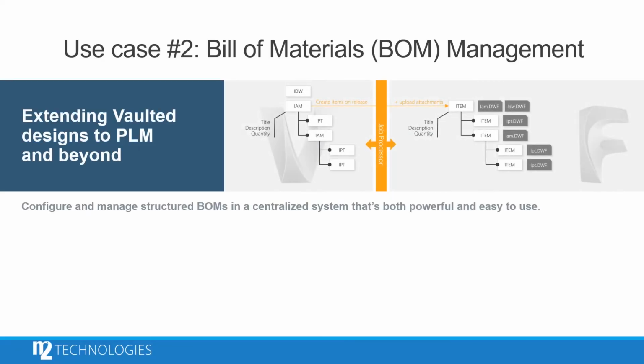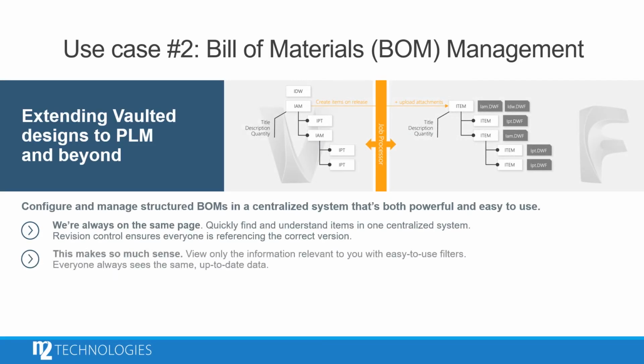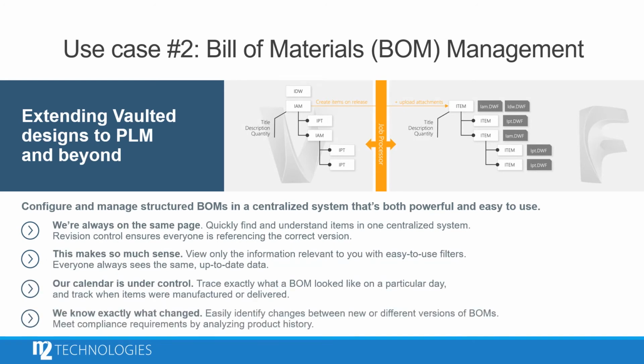The second PLM functionality case is bill of material management. In this case, the importance of access to reliable and accurate product data is demonstrated. Bill of material records of the product development are perhaps the most important deliverable. Excel sheets might get the job done, but they leave this critical document vulnerable to errors that can have a substantial impact on your bottom line. That's why you should consider extending Vaulted Design to PLM and beyond.